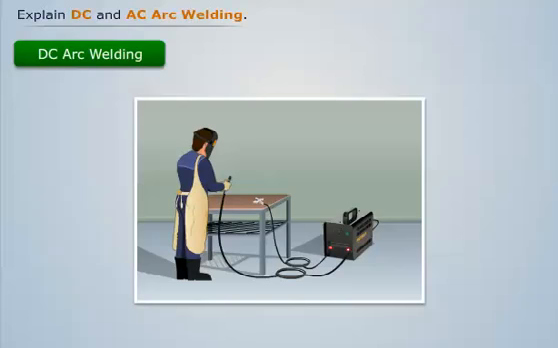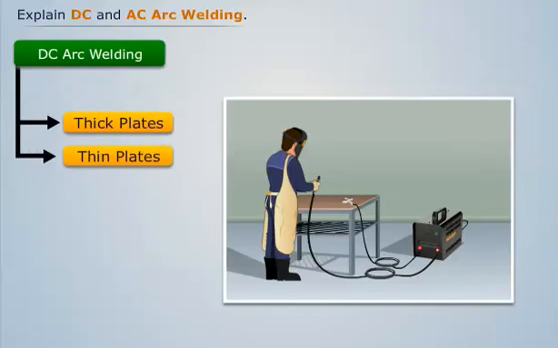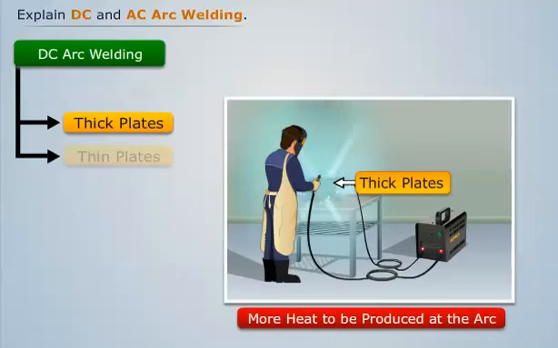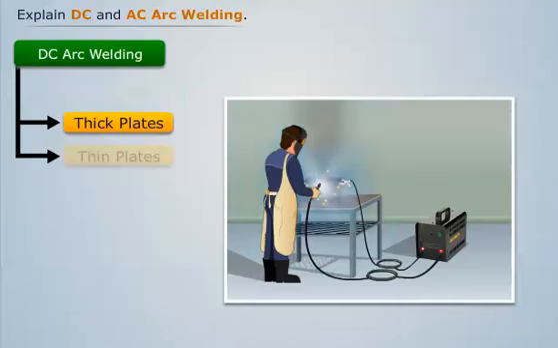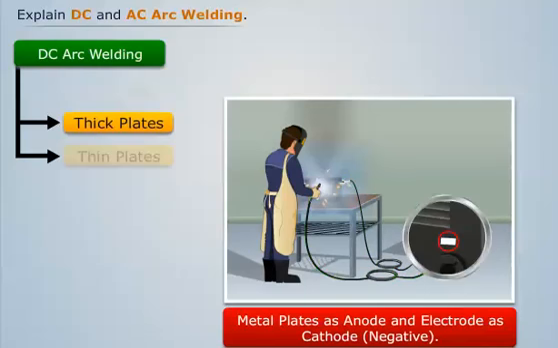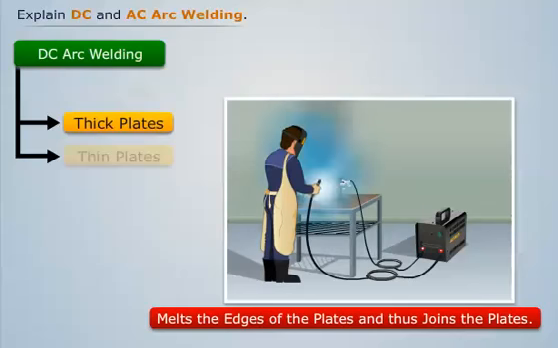Consider the arc welding setup with the DC power source. Now let's use this setup to weld 2 thick plates and then 2 thin plates. First, let us weld 2 thick plates. To weld 2 thick plates, we need to produce more heat at the arc. For this, make the plates the anode and the electrode the cathode. This generates a large amount of heat, which melts the edges of the plates and thus joins the plates.